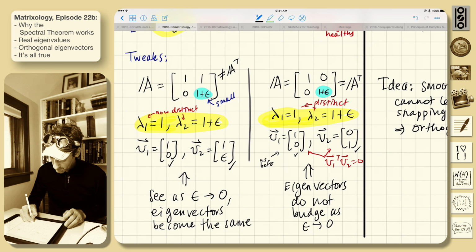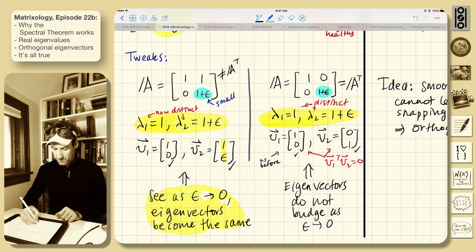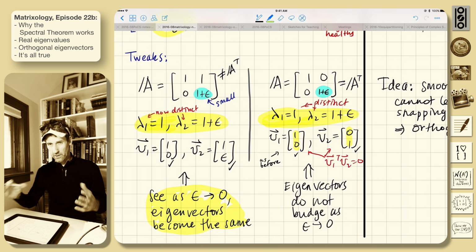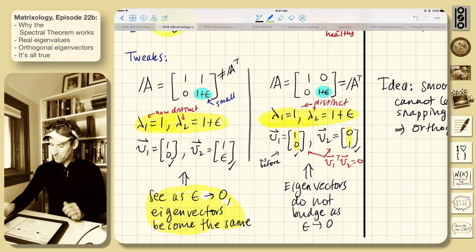So as epsilon goes to 0, let epsilon go to 0. That's the statement here. As epsilon goes to 0, we see the eigenvectors become the same, right? So this one will go to 1, 0, which is the same as this one. They collapse. These ones don't collapse, though. For all epsilon, they're 1, 0, and 0, 1. They're not going to collapse. They're at right angles to each other. So they don't budge, even though the eigenvalues come together.